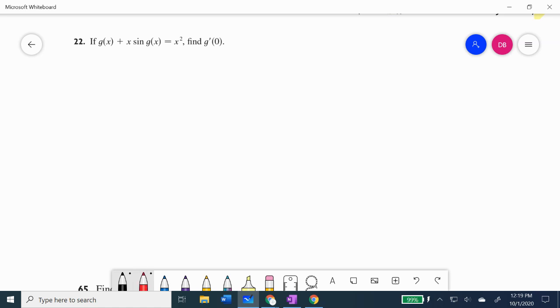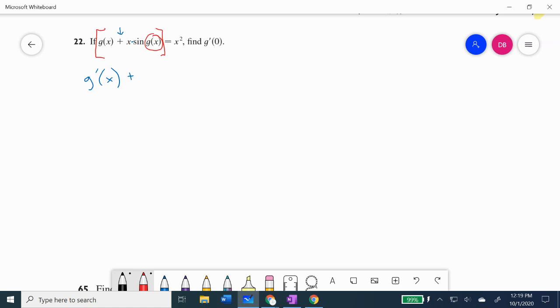Implicitly taking the derivative of this left side with respect to x. With respect to x, the derivative of g of x is g prime of x. Then I have my plus sign. And then I need to look at this very, very carefully. I have x times the sine, and then I don't see an x right after that sine. I see a g of x right after that sine. That means I've got a baby function in my sine.